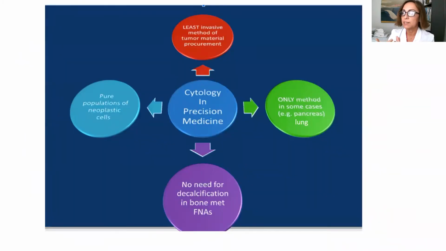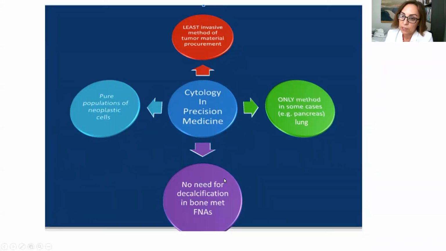And why? What is the role? Why is cytology so important in this setting of precision medicine? Because of many reasons. Here I put only four reasons because there are more. This is the least invasive method for tumor material procurement. We can have a more or less pure population of neoplastic cells in many cases. It is the only method in some cases, like advanced stages of non-small cell lung cancer and, for example, pancreatic tumors.